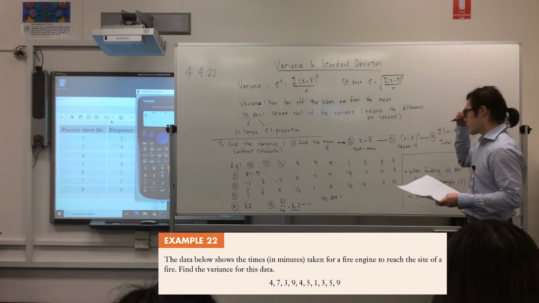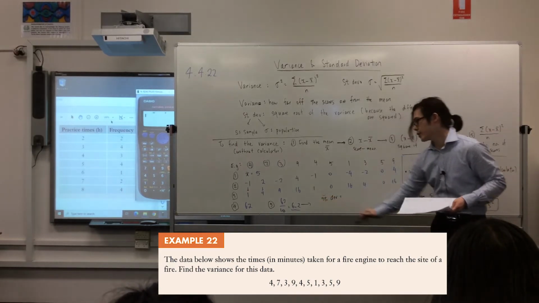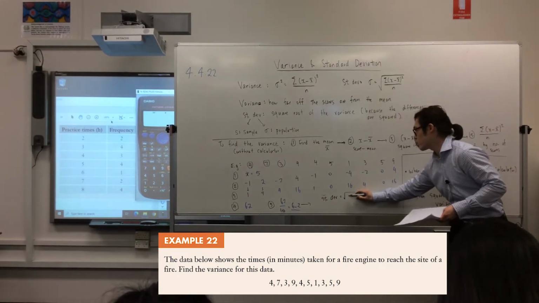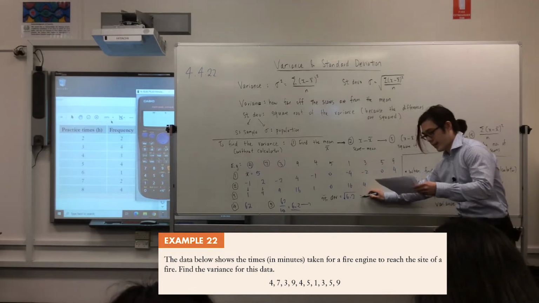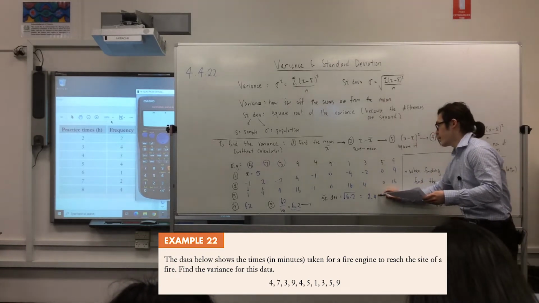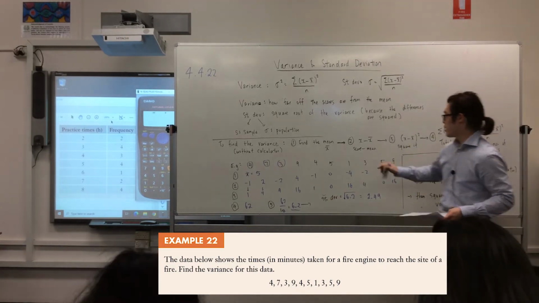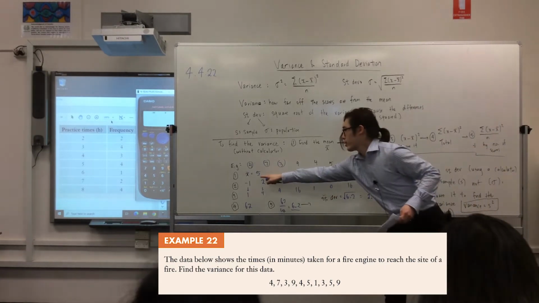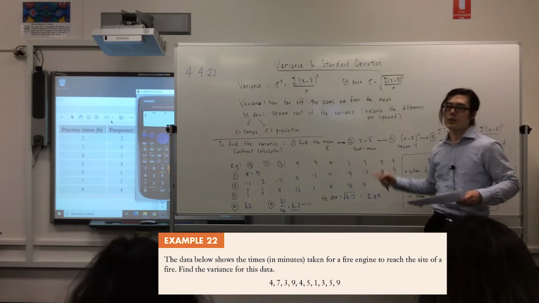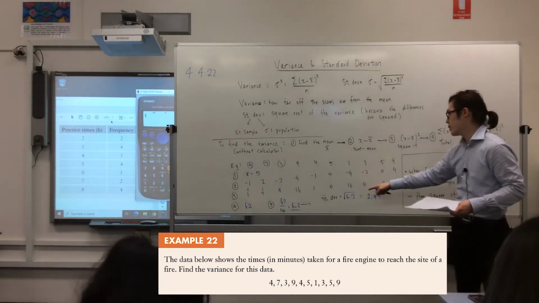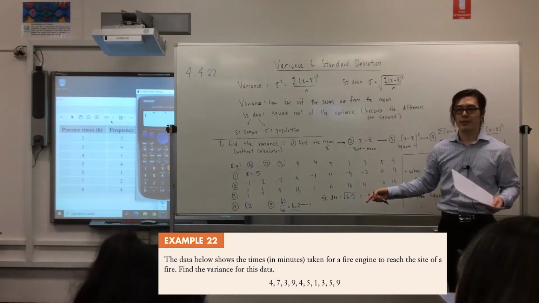Yep. Now, to calculate the standard deviation, what you're doing is basically square rooting that, which is 2.49. Now, the reason why you're square rooting it is because we squared each of the differences, didn't we? So we want to go backwards. So that's the reason why you square root it to find the standard deviation.